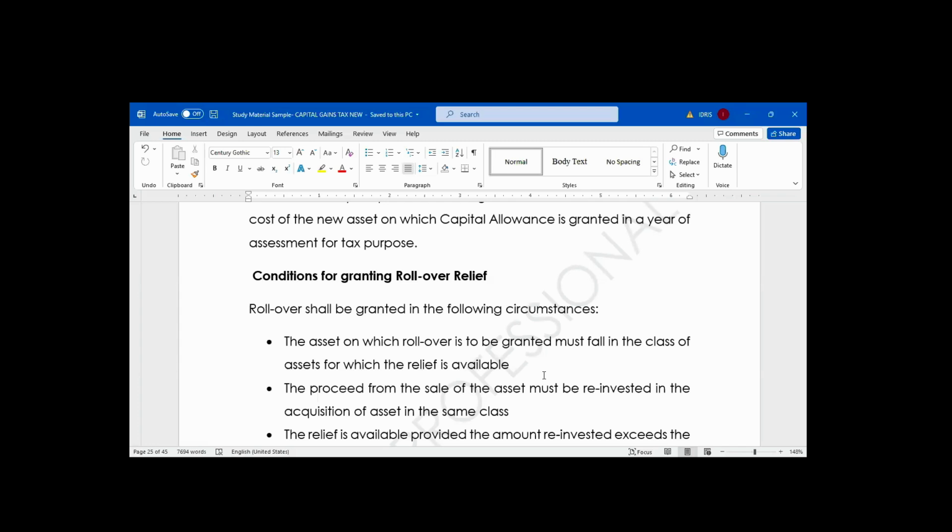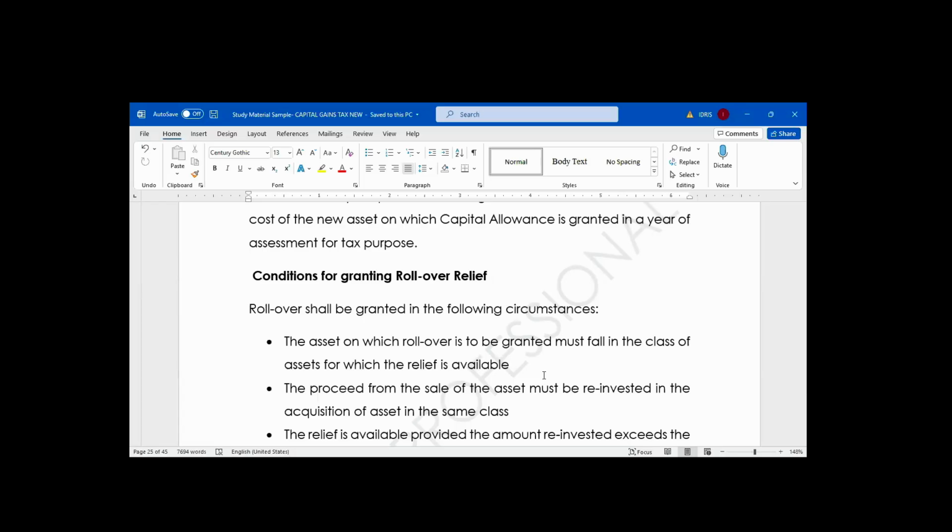Number 2, the proceeds from the sale of the asset must be reinvested in the acquisition of what? Asset of the same what? Class. In the same class. What does this one mean? Explain to me. Who can explain this?